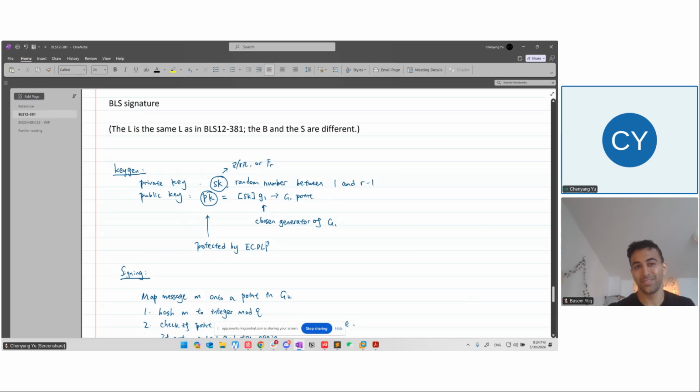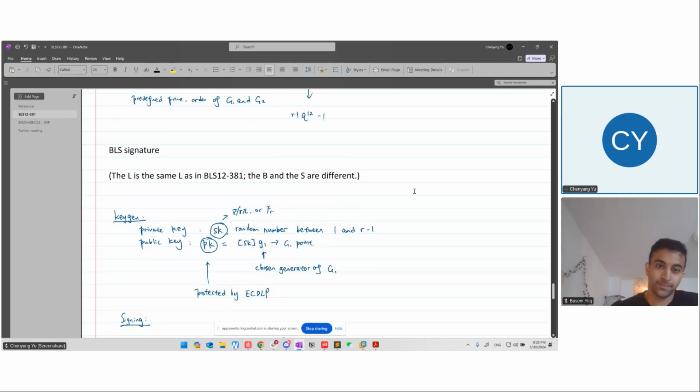BLS signature is still a typical digital signature algorithm. So we're going to talk about it. First thing is the key generation part. How does it work? First, you pick a random number between 1 and r minus 1. So this is wrong, this is the unit group of Z mod rZ. The unit group, I should put a star here. So there is no 0. You generate a random number and you keep it secret. This is your private key.